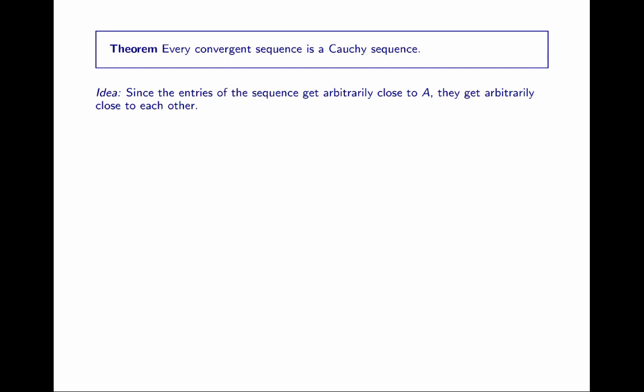And the idea is that since the entries of the sequence that is convergent get arbitrarily close to a limit, let's call it A, then they get arbitrarily close to each other. At most, they're twice as far away from each other as they are to A. Right? A convergent sequence gets arbitrarily close to A. So of course, one might be epsilon to the left of A and one might be epsilon to the right of A, which means these two sequence entries are about 2 epsilon from each other.